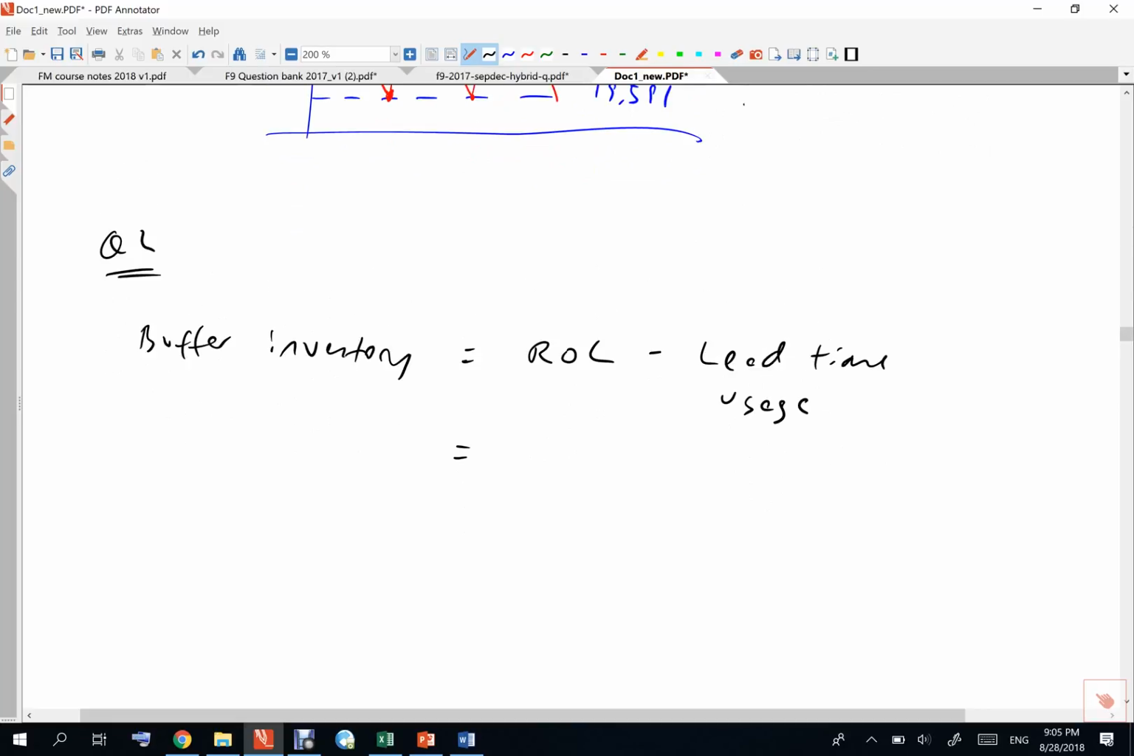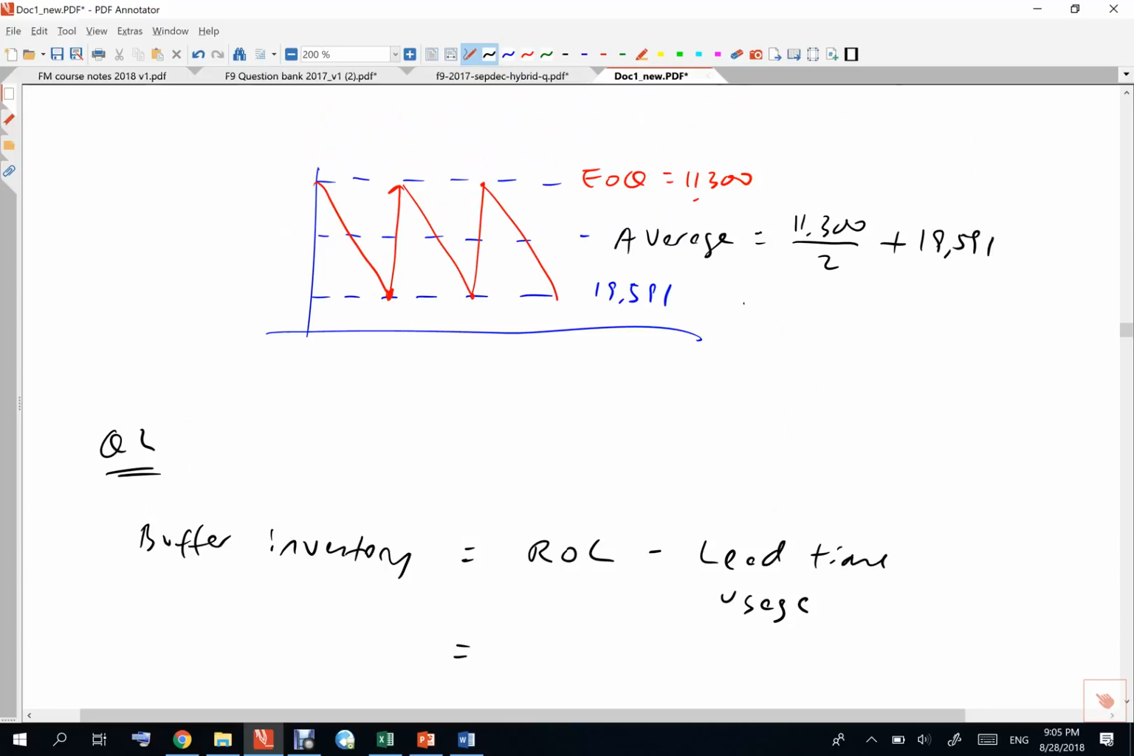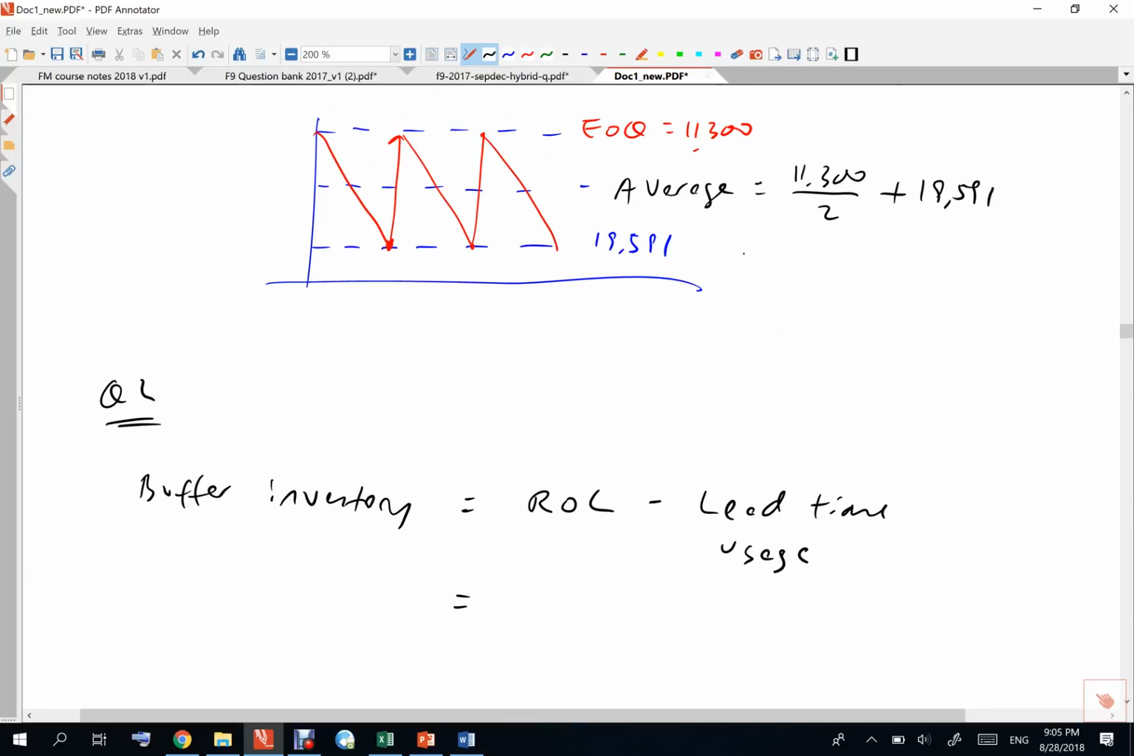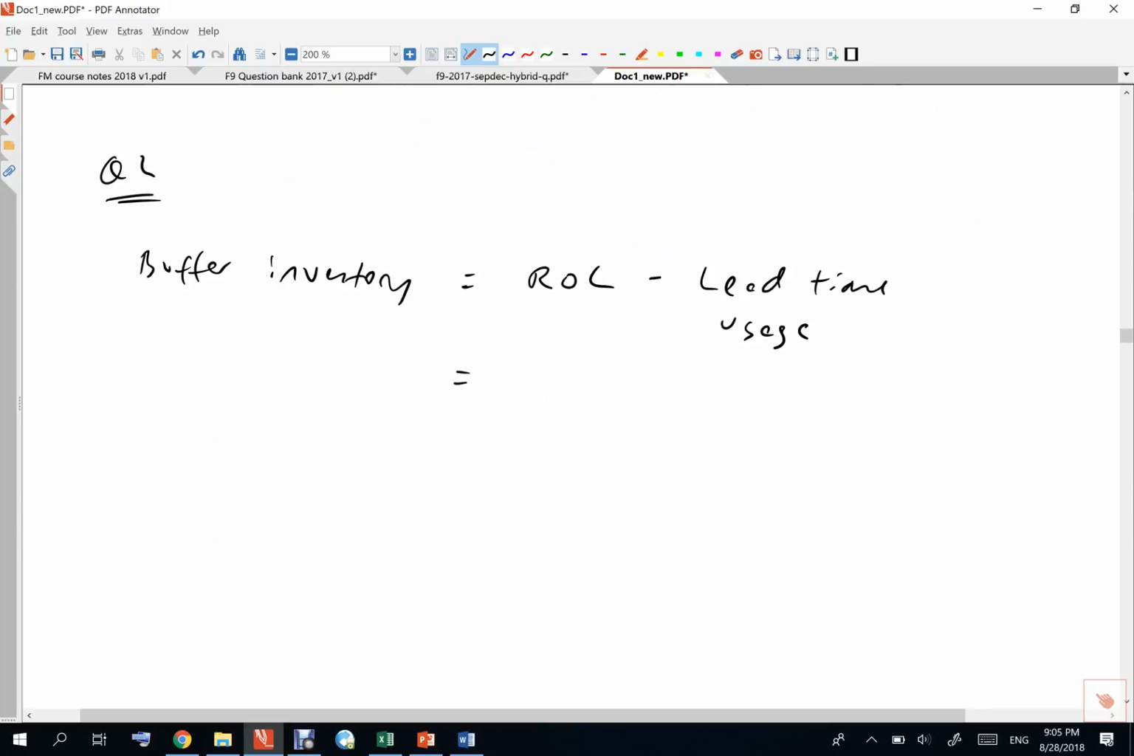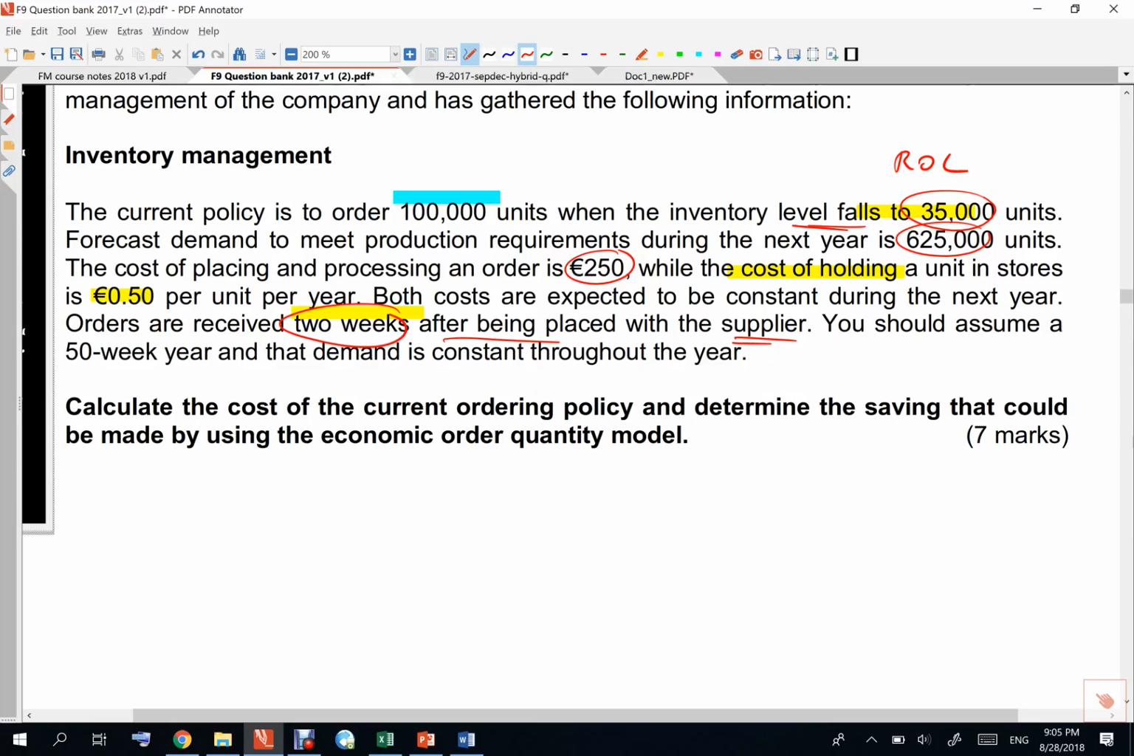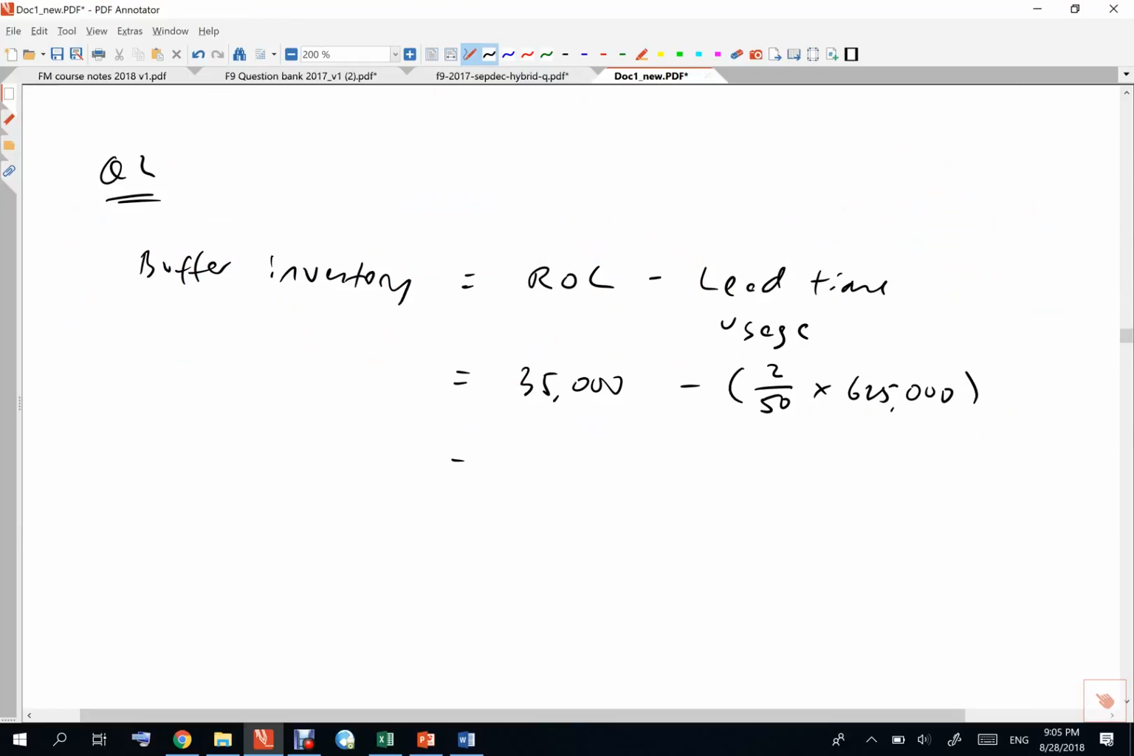Right, so for information, whenever the inventory falls to the buffer reorder level, then you need to place the order. So the reorder level in this question is 35,000 minus 2 weeks lead time, multiply 625,000 annual demand. Reorder level 35, and then how many weeks? 2 weeks lead time. So the time lag between placing an order and receiving the goods. So in this case, the buffer inventory equal to 10,000 units.